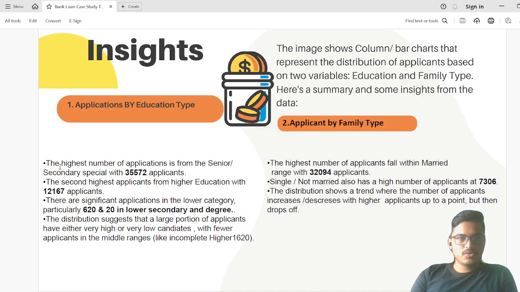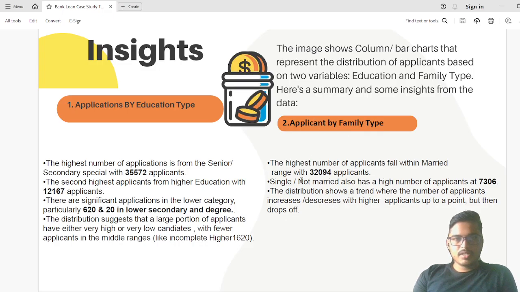First, the applications by education type. The highest number, as already explained, falls in the secondary category with 35,572 applicants, and the second highest is higher education with 12,000. There are significant applicants in the lower categories, particularly 620 in the lower secondary and the academic degree. The distribution suggests that a large proportion of applicants have either a very high or a very low education, with fewer applicants in the middle range, like incomplete higher with 1,620 candidates.